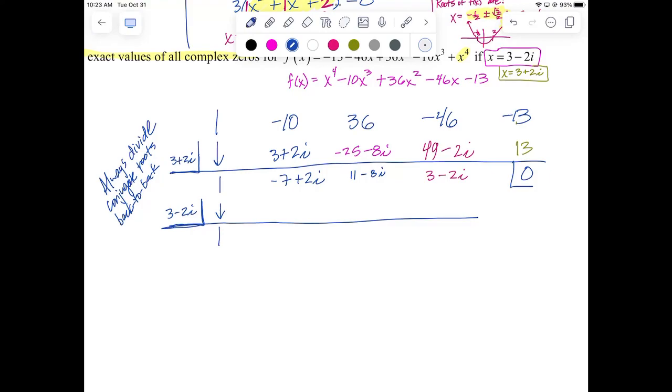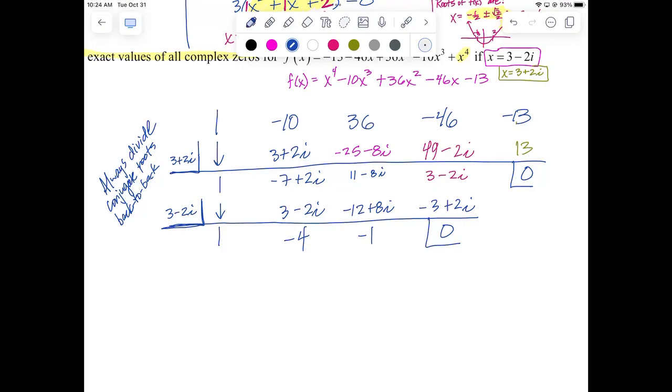Watch this. Bring down the 1, multiply, you get 3 minus 2i. Hey, what happens with your 2i's? They cancel and we're left with negative 4. Sweet. Now we distribute. I think we can distribute in our head, can't we? I get negative 12 plus 8i. My 8i's cancel and I'm left with negative 1. And then I distribute the negative 1 and I get negative 3 plus 2i. And I add and I get what? 0. Well, looky there.